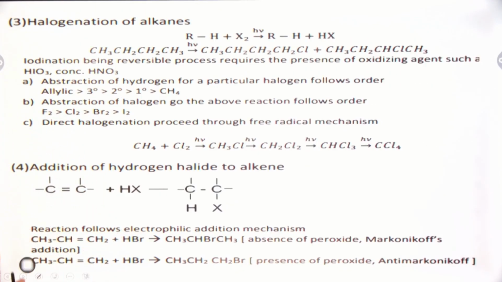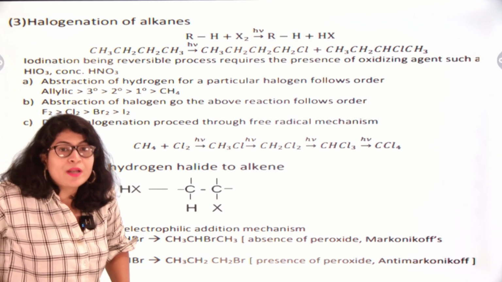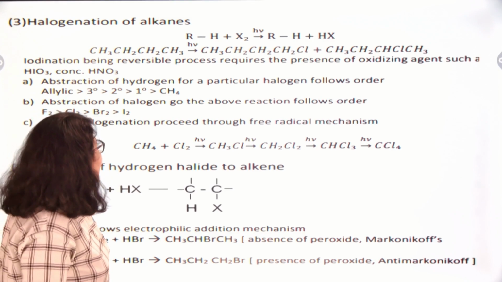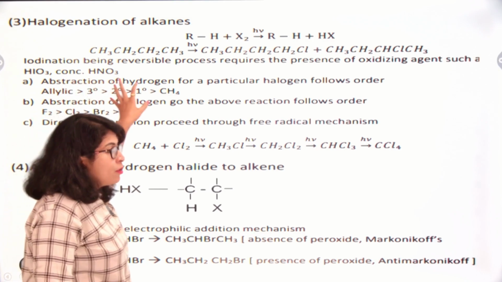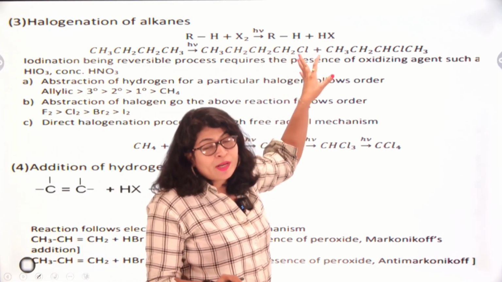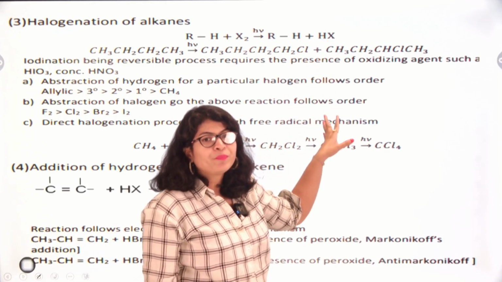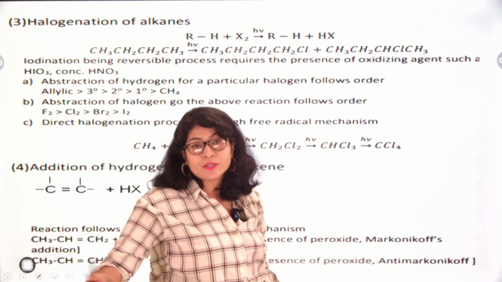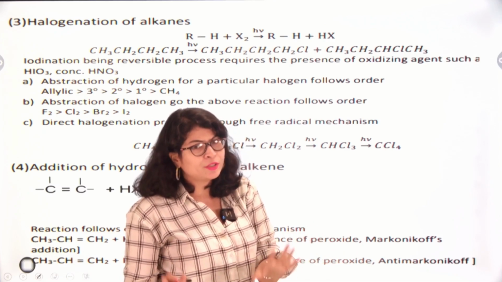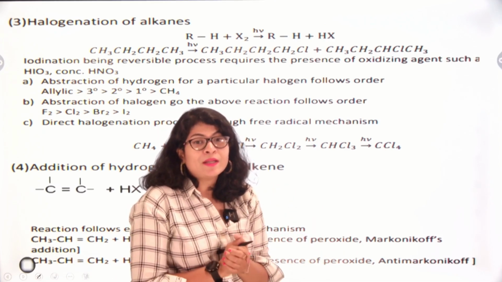The next method is halogenation of alkane, and this is a chain reaction. This is a free radical mechanism. Here, RH reacts in the presence of X2 and UV light. Wherever you see UV light, you will go for this method. Basically it is used for chlorination, and you will use your free radical mechanism.